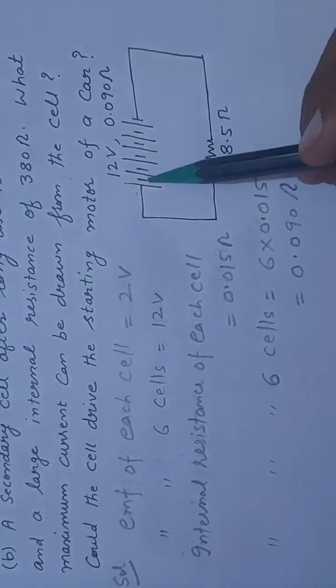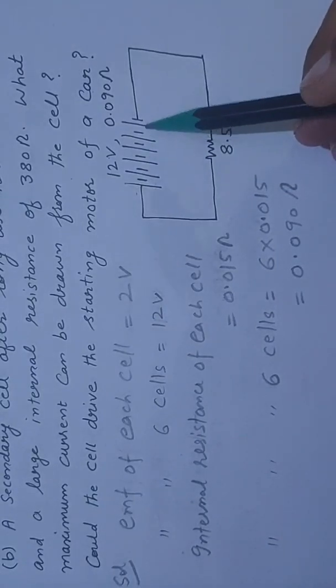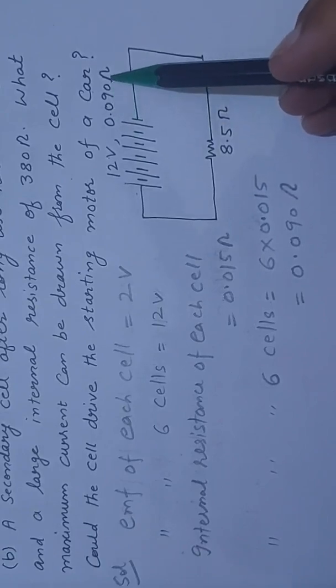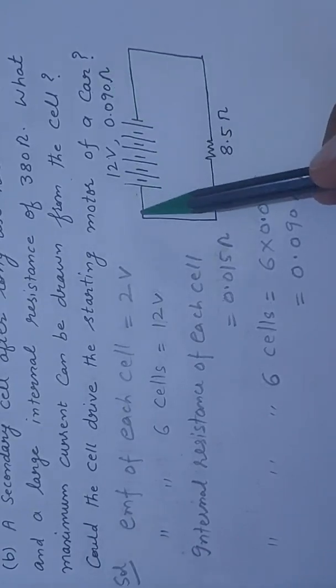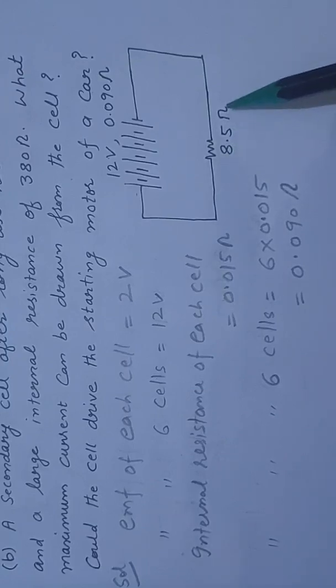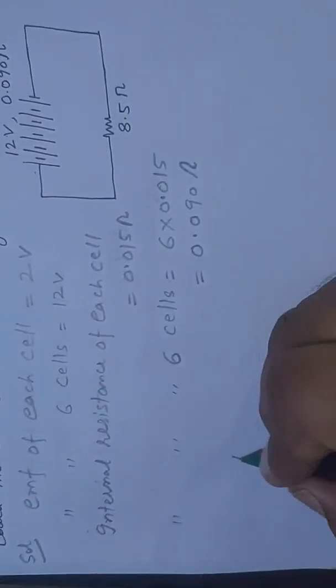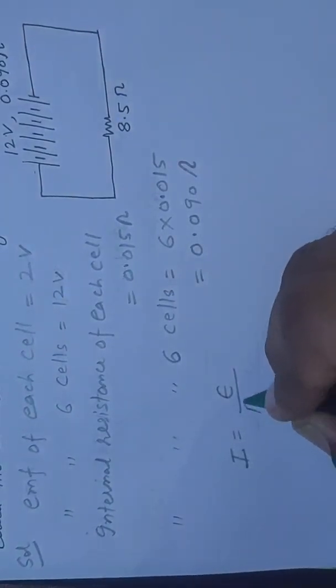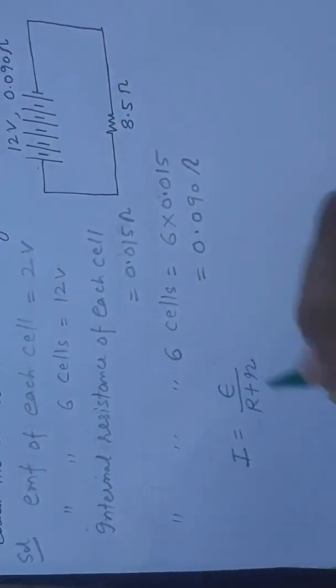So we have a battery of 12 volt having internal resistance 0.09 ohm, and this is connected to the external resistance 8.5 ohm. We want to find the current drawn from the supply. We know that current is equal to EMF over external resistance plus internal resistance.